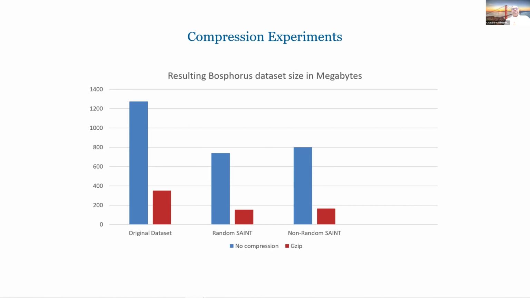On the second one, the blue is the random Saint, and red is the Saint compressed using just regular approaches like GZIP. So all you need to check is the red one on the second and third bar compared to the red one on the first one. You can see that that is 300 plus, and this is 150. So at least 50% is what I'm saying, at least, right?